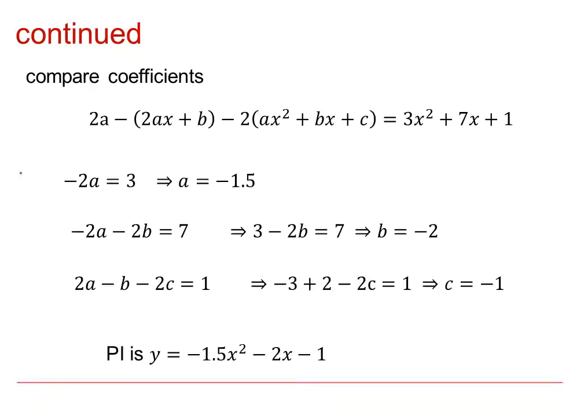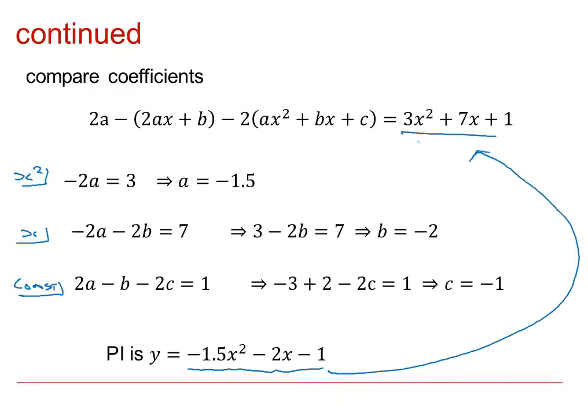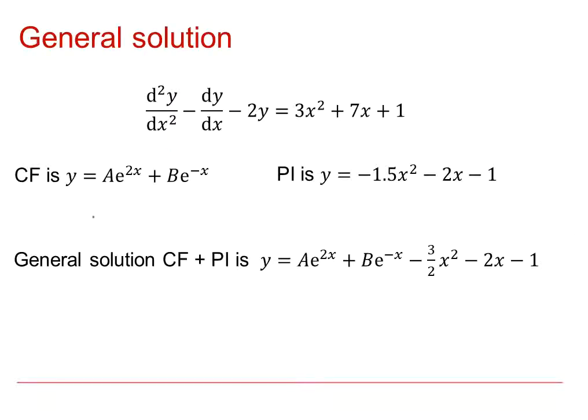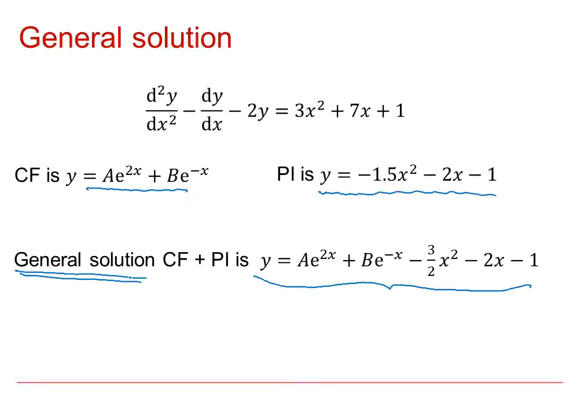So we found a by pulling out all the coefficients of x squared, then we found b by looking at all the coefficients of x, and then we found c by looking at all the constant terms. And this particular integral will satisfy the non-homogeneous differential equation. So once you've found your complementary function for the homogeneous case and a suitable particular integral for the non-homogeneous case, then together you have a general solution for the original non-homogeneous differential equation.